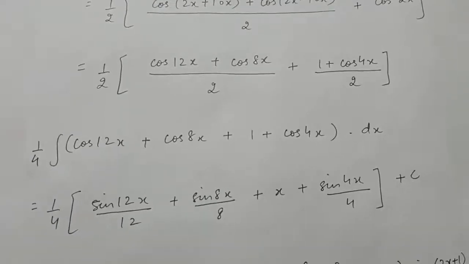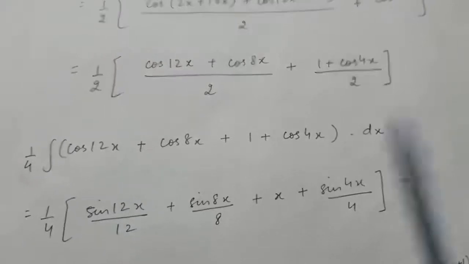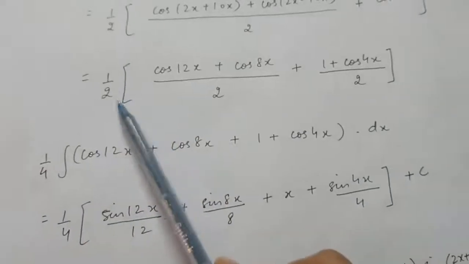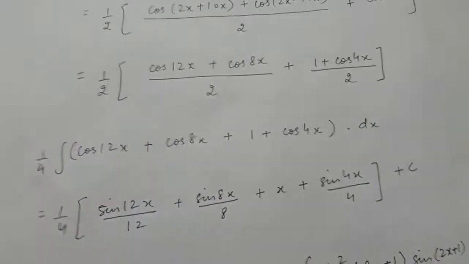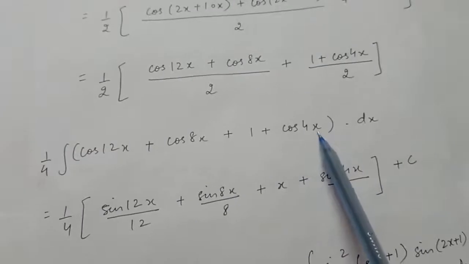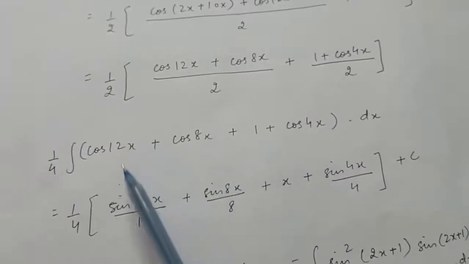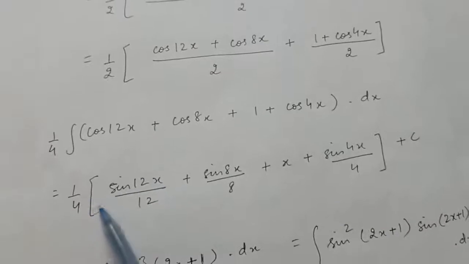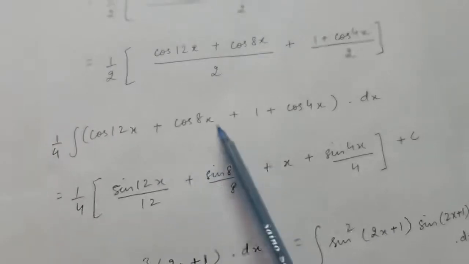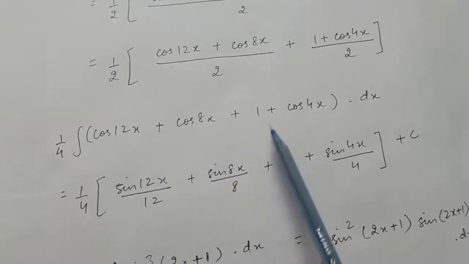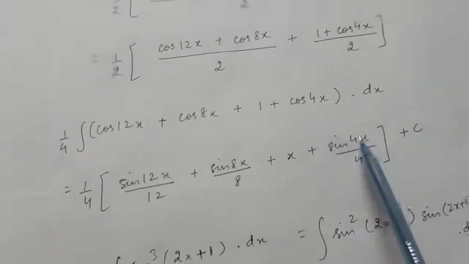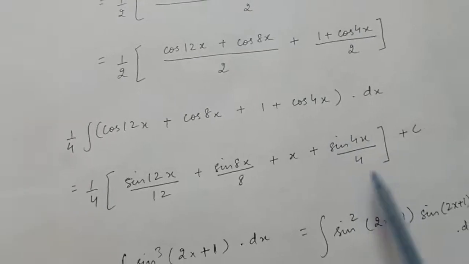So the integral will now become, if you take this 2 common from both of these terms, it will become 1 by 4 because 1 by 2 is already here. So it will become 1 by 4 integral of cos 12x plus cos 8x plus 1 plus cos 4x, and you know the integral of all of these 4 terms. So it will be 1 by 4 integral of cos 12x is sin 12x upon 12. Integral of this will be sin 8x upon 8. Integral of 1 is x plus integral of cos 4x is sin 4x upon 4, right?